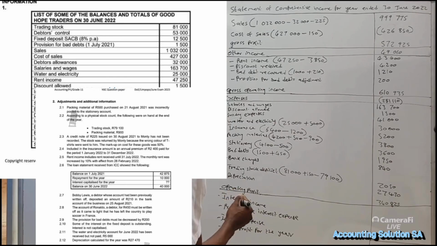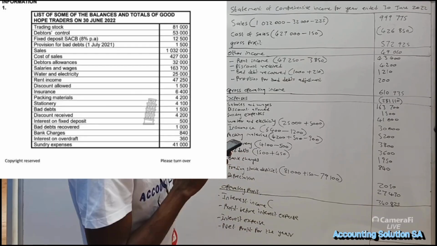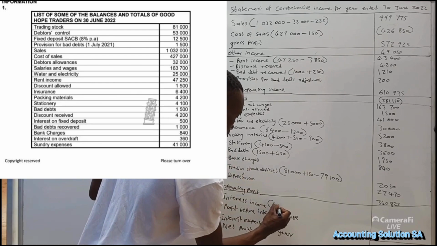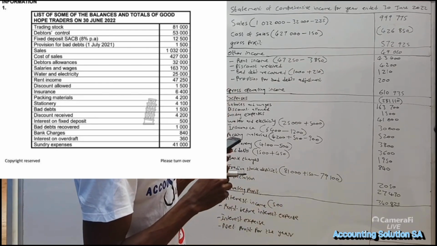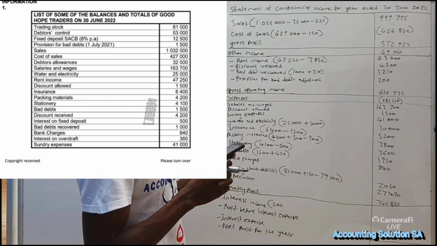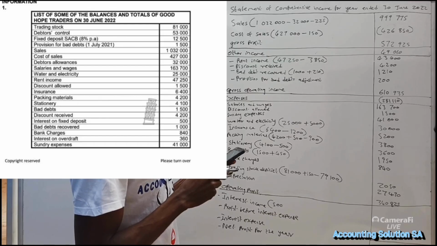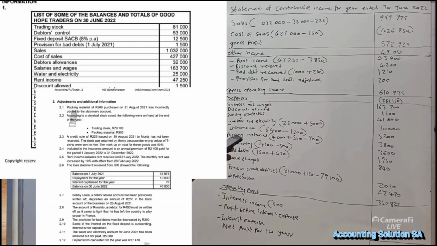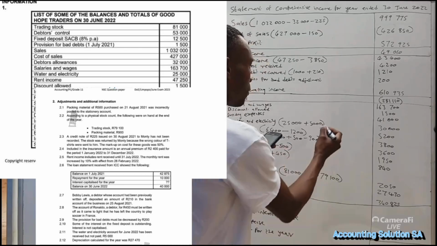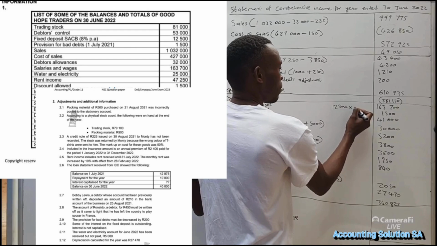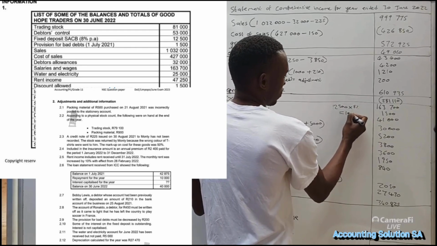Then interest income. Okay, let's open a bracket. Interest income that we are given, interest on fixed deposit, it will fall under interest income, is 500. But additional information 2.10, they say some of the interest on fixed deposit is outstanding, interest is not capitalized. Okay, which means that we have to check. If you check on our list of balances, the fixed deposit at ABC is 8% per year. Then the amount that we have is 12,500. If you take 12,500 multiplied by 8%, it's going to give you 1,000.